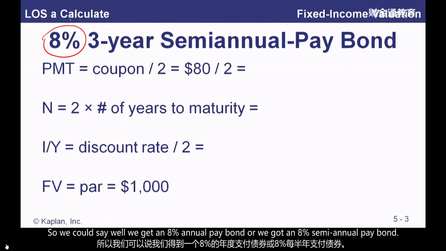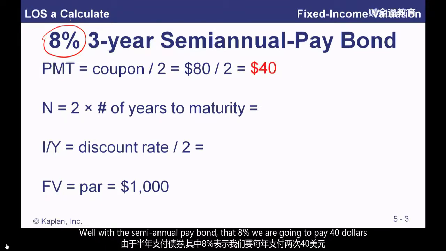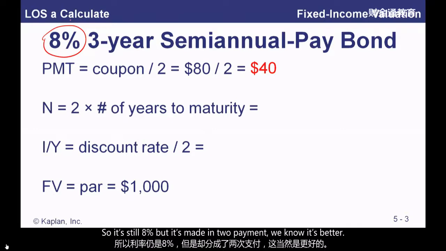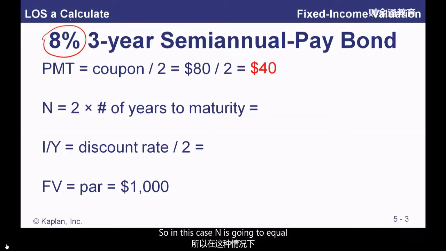So we could say, well, we've got an 8% annual pay bond, or we've got an 8% semi-annual pay bond. Well, with a semi-annual pay bond, that 8%, we're going to pay $40 twice a year on a $1,000 face value bond. So it's still 8%, but it's made in 2 payments, and we know that's better. It's better to get money earlier.